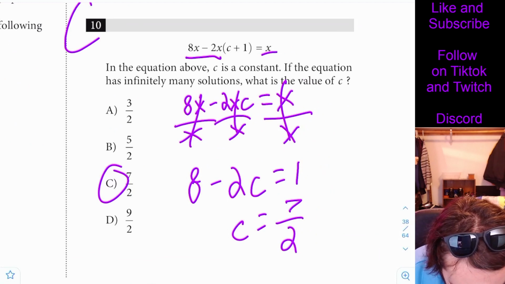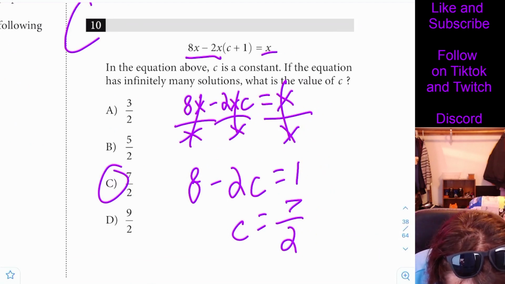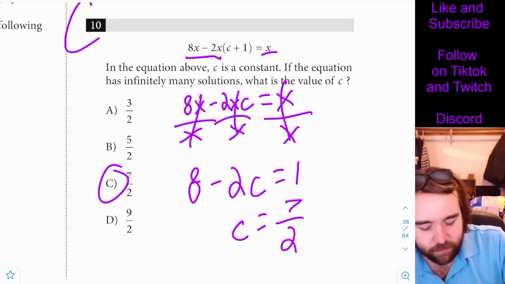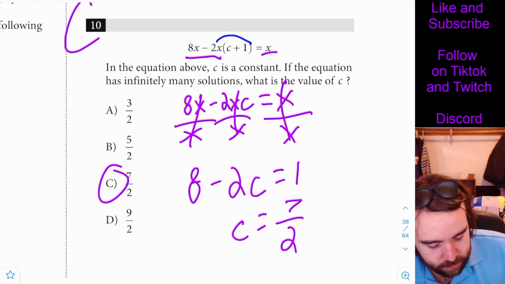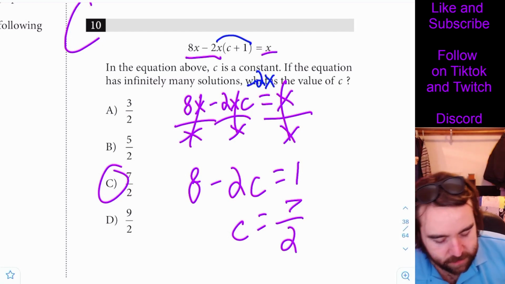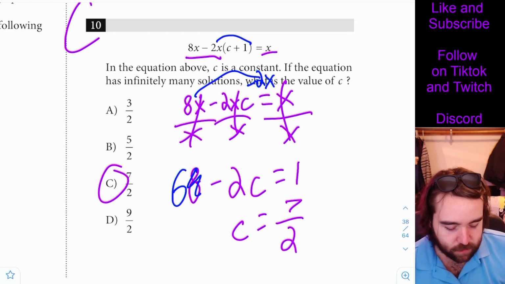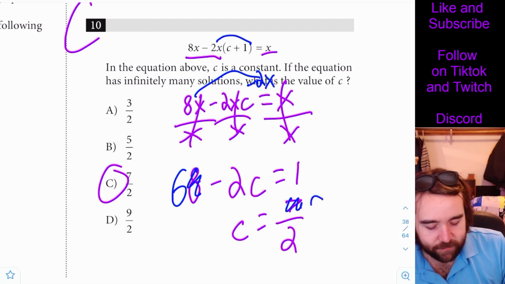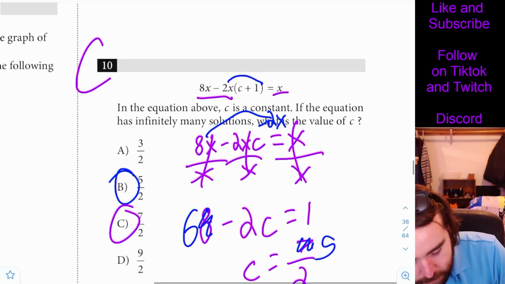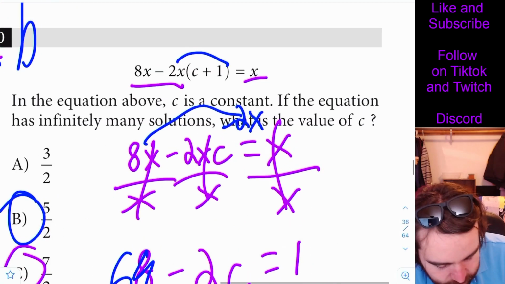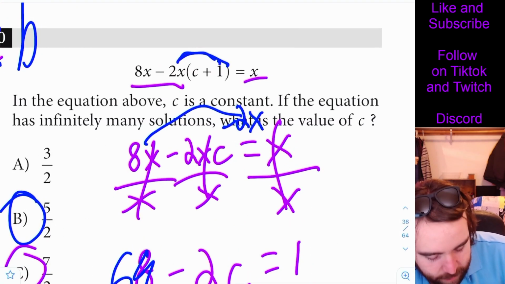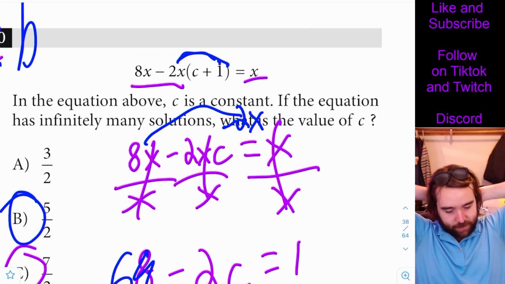So I said we had 8x. Oh my gosh. I totally missed the fact that you have to distribute to here too. You have another minus 2x here. I totally missed that. Which means this should actually be a 6. Right? Because it's 8x minus 2x. So then we should have 6 minus 2c equals 1. So we should be subtracting. So this should be 5. It should be 5 halves. Oh no. I totally missed that fact. I can't believe I missed that. That's not good.